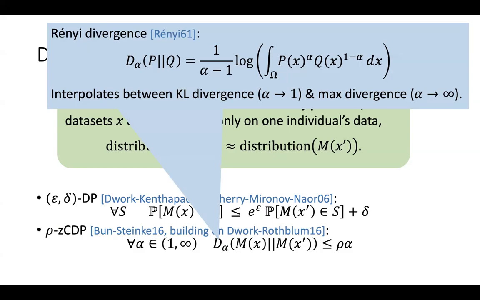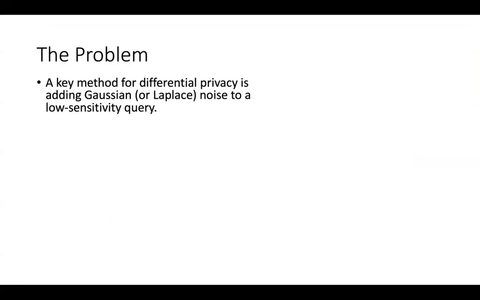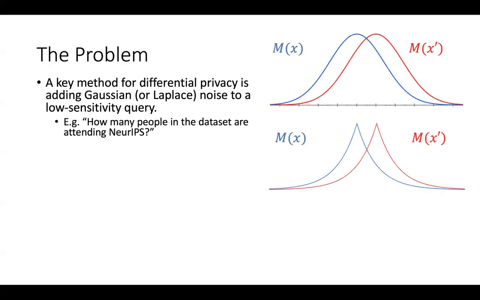So that's the definition of differential privacy, and that is basically the goal for designing algorithms. Okay, so now one of the key methods for ensuring differential privacy is adding Gaussian or Laplace noise to a query that has low sensitivity. So a simple example would be we have some count inquiry.